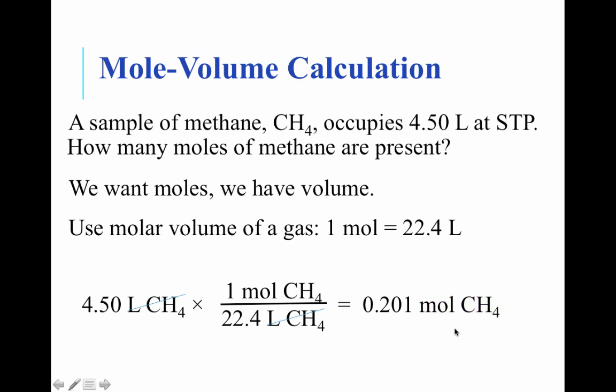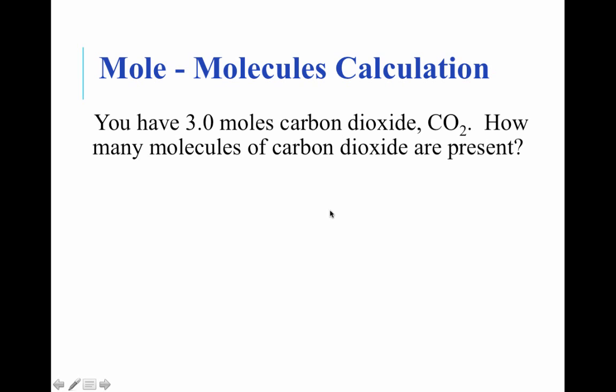Let's try another. For this problem, we're going to be going from moles to molecules. You have 3 moles of carbon dioxide, CO2. How many molecules of carbon dioxide are present? So to solve this problem, I need to identify my given, 3 moles of carbon dioxide, and my unknown. I want to know how many molecules that is.